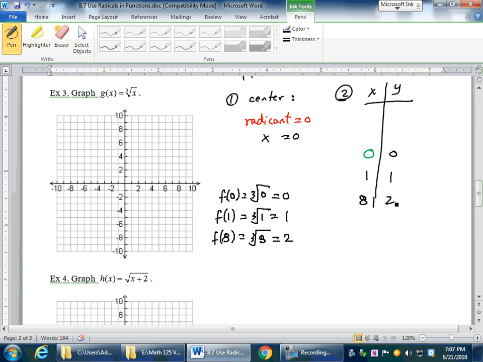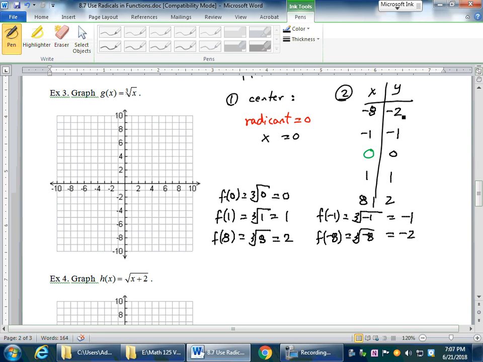And then I go to the other side of the center, which is f of negative 1, because cube root of negative 1 gives me negative 1. And f of negative 8, that is cube root of negative 8, gives me negative 2. So negative 1 gives negative 1, and negative 8 gives me negative 2.